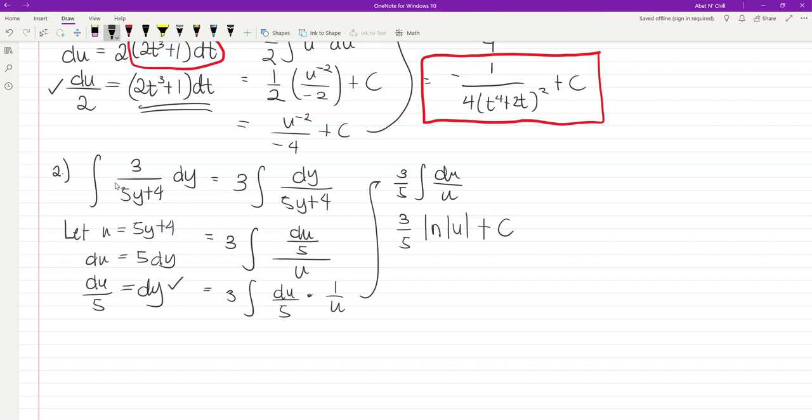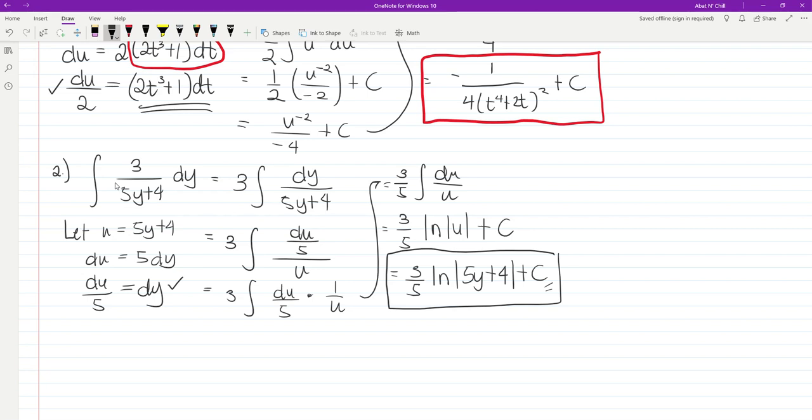But u again is equal to 5y plus 4, so we have to substitute it back to our original variable. So we have 3/5 ln of the absolute value of 5y plus 4 plus c. So this should be our final answer for this problem. Pretty easy, right? Okay, let's proceed with another example.